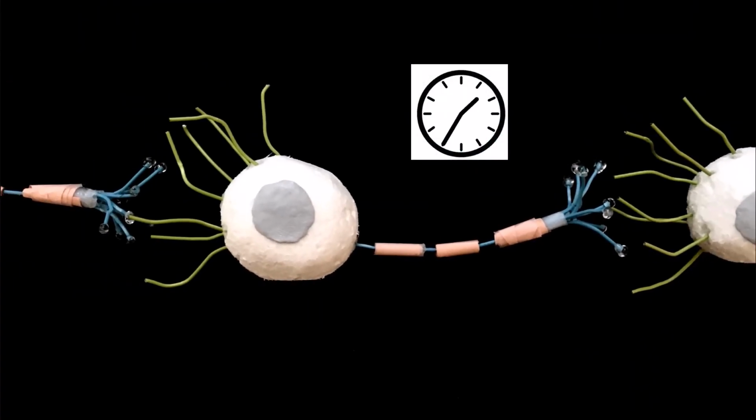After a neuron fires an action potential, it goes through a period of inaction called the refractory period, during which it cannot be stimulated and fire another action potential. After the refractory period, the neuron is ready to repeat the whole process again.